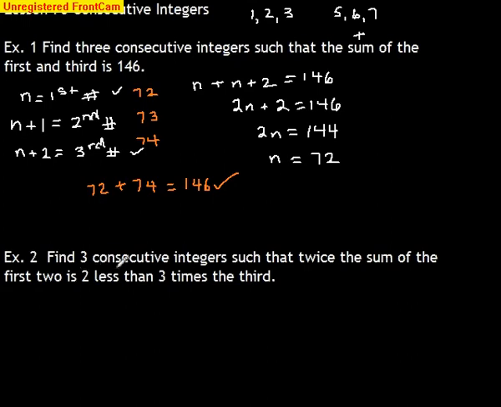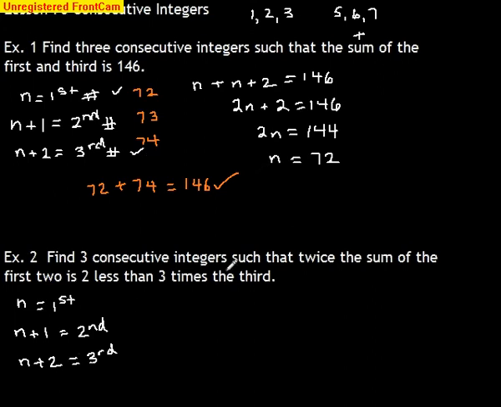This one says find three consecutive integers such that twice the sum of the first two is 2 less than 3 times the third. This is where a heading comes in really handy. So n equals the first, n plus 1 equals the second, n plus 2 equals the third. Now tomorrow we're going to do consecutive odd and consecutive even. This is just for plain consecutive numbers, like 72, 73, 74. They're numbers in order.